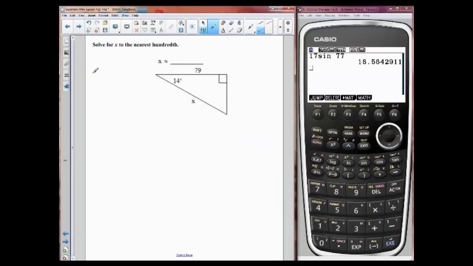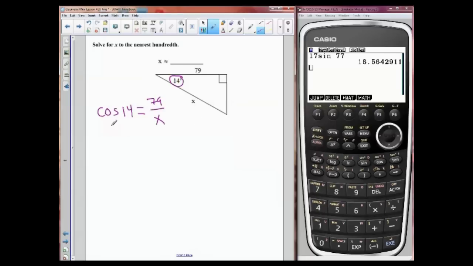Next. Okay, we're going to do the same thing. We're going to solve for x. And you'll notice we have an approximate sign here because we round. So here our eye goes to this angle once again, and we identify what we're dealing with. Well, we got an adjacent and a hypotenuse. Over here's my opposite. So adjacent, hypotenuse means we're going to be dealing with cosine. So cosine of 14 is going to equal adjacent over my hypotenuse.